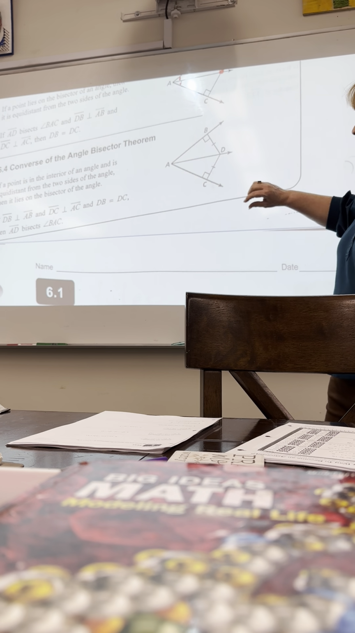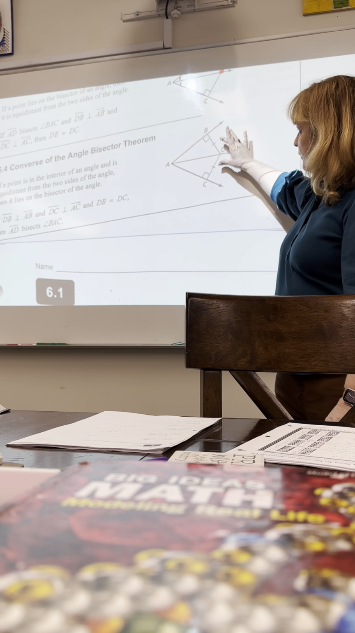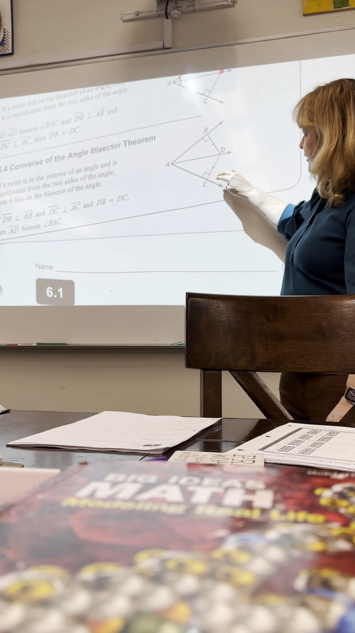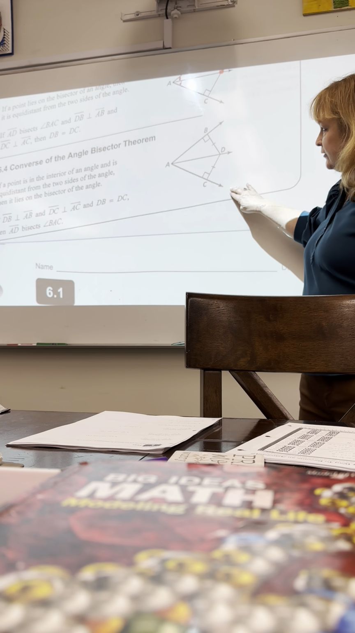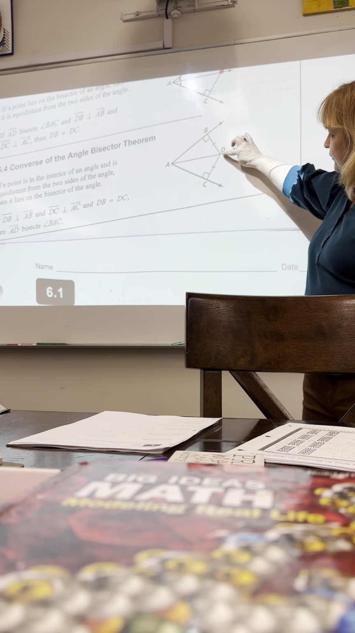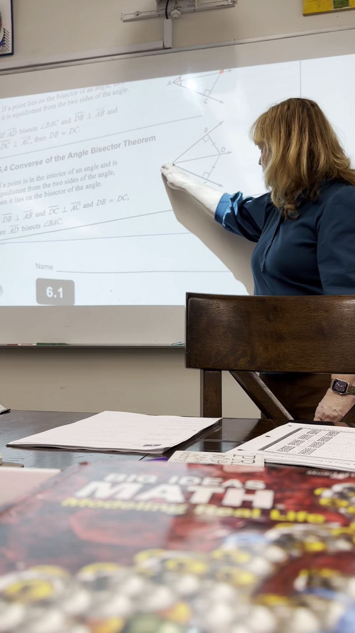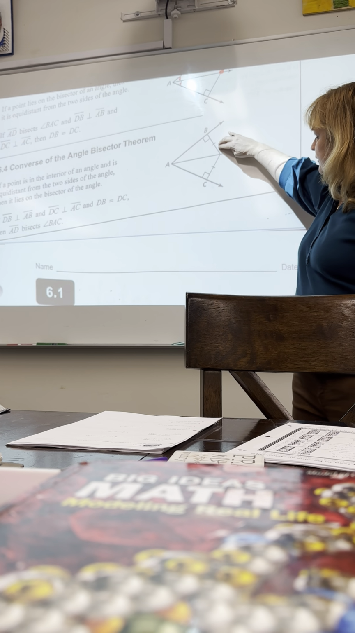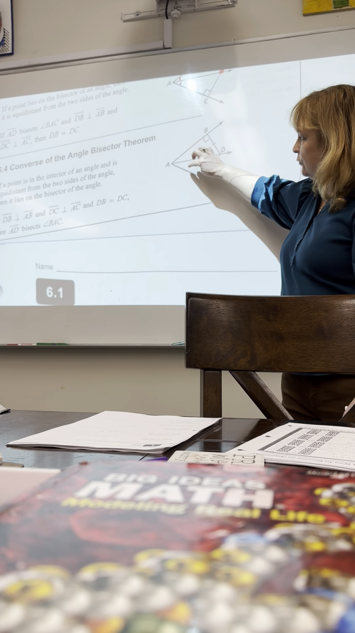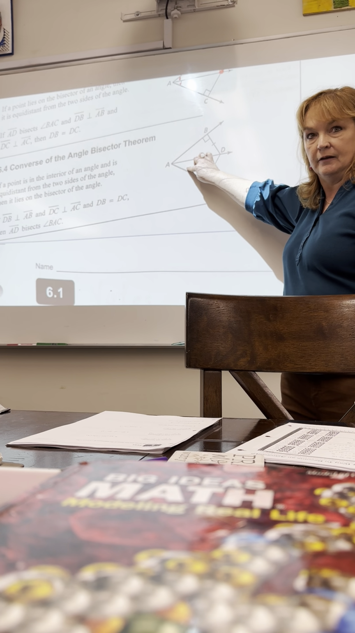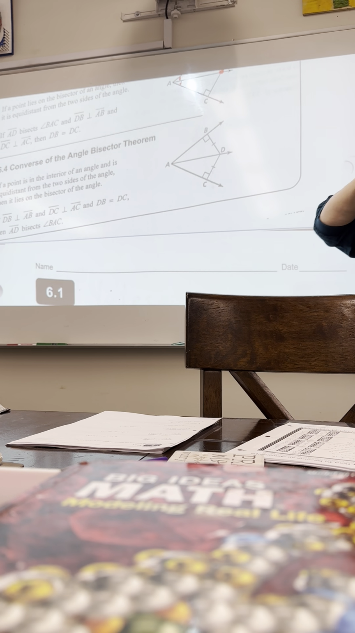Everybody good? So if these marks show that D is equidistant from the sides of this angle BAC, then that is enough to tell us that D lies on the angle bisector. So from knowing this, we now know these angles are congruent, right? That makes sense? That's what that's showing you.